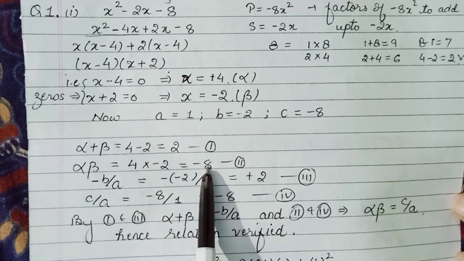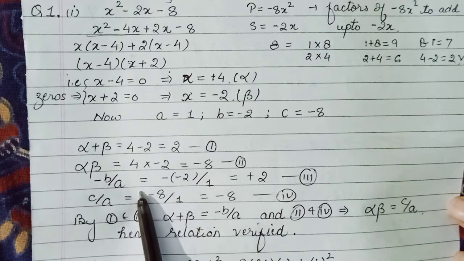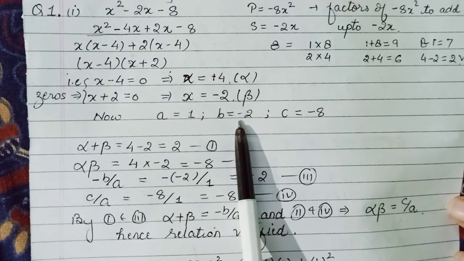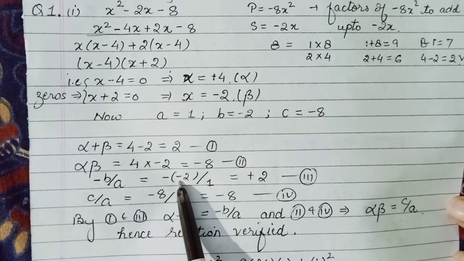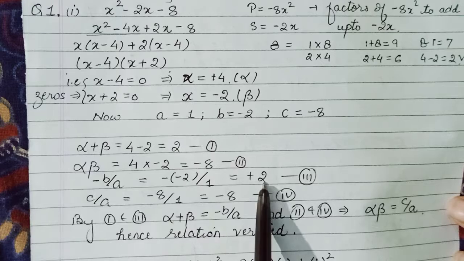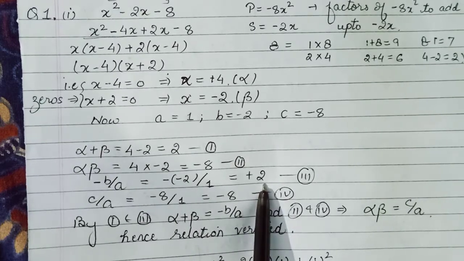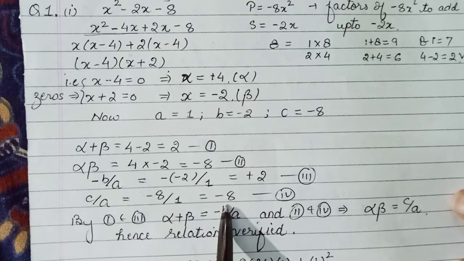Alpha into beta will come out to be minus 8. Now if I am looking for minus b by a, then minus of minus 2, b was minus 2. So minus minus makes it positive, and a was 1. So we end up getting a 2. Then c by a, that was minus 8 by 1, which is minus 8.